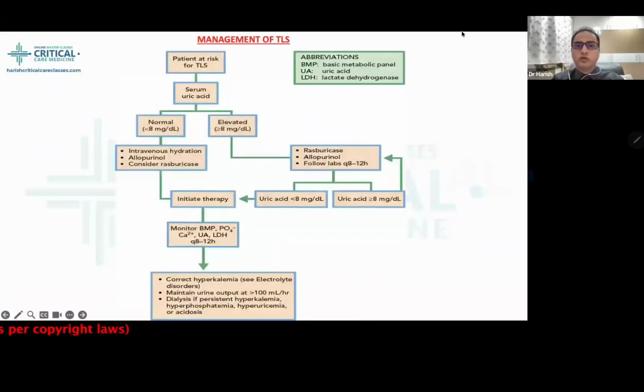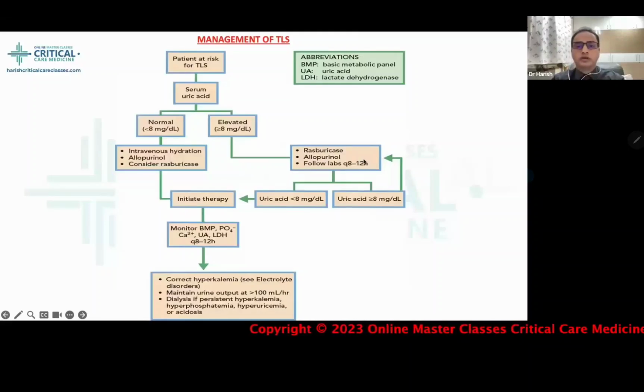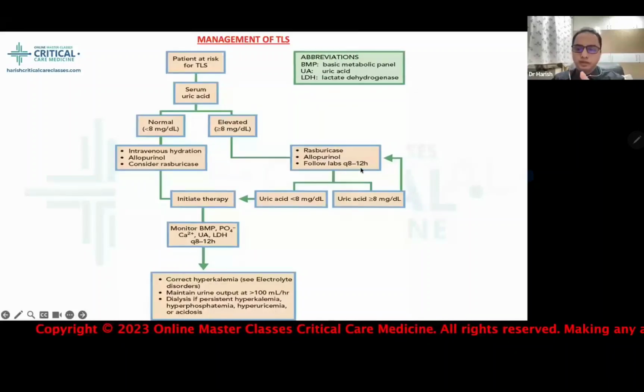So this is an overview of the management of tumor lysis syndrome. For a patient at risk of TLS, you measure serum uric acid. If it is less than 8 milligram per deciliter, give fluids and allopurinol, consider rasburicase. If it is more than 8 milligram per deciliter, definitely you need to give rasburicase with allopurinol because allopurinol is going to take time to start its action. Follow the labs every 8 to 12 hours.